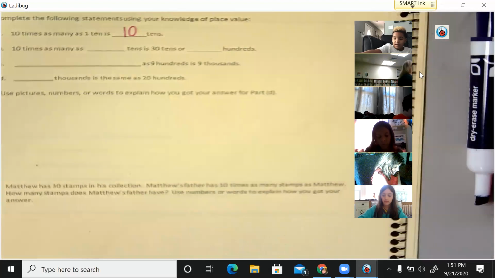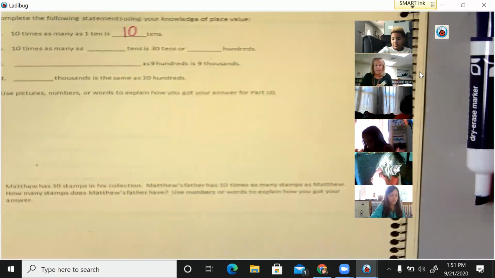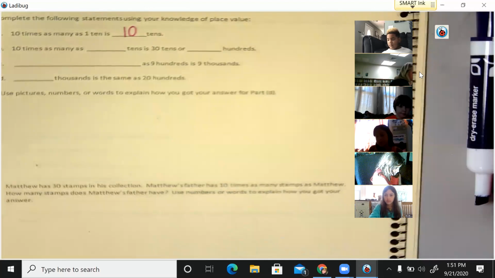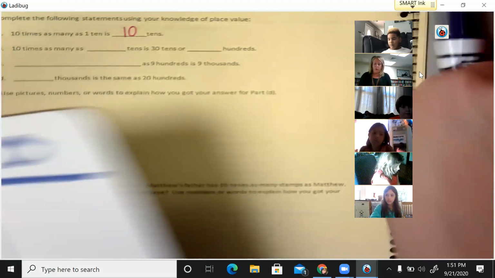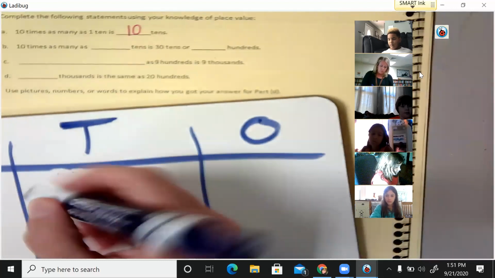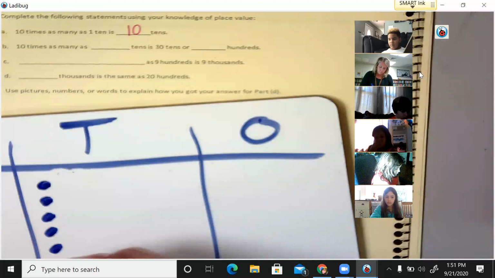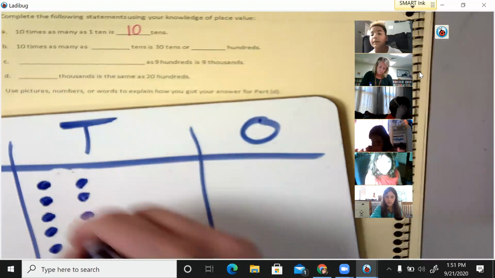Okay, letter B says 10 times as many as blank tens is 30 tens, or how many hundreds? Okay, so we know we have 30 tens. So I'm going to draw 30 tens in my 10 spot. Where's your marker?